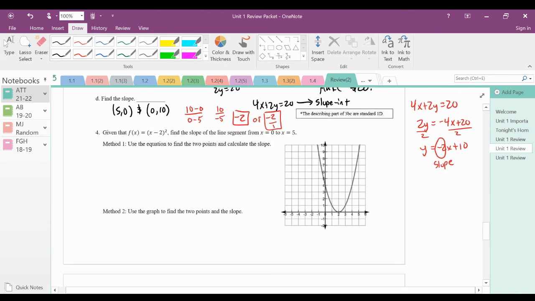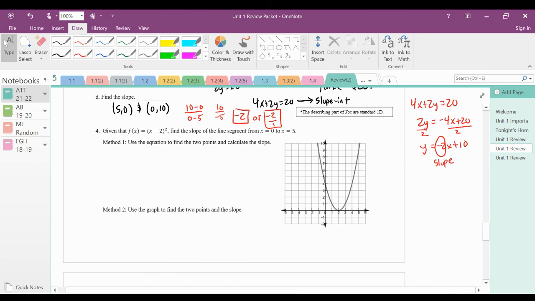All right, we are on to number 4. Here's our function, f of x is equal to x minus 2 quantity squared. We need to find the slope of the segment from x equals 0 to x equals 5. All right, so method 1 says use the equation to find the 2 points. What we really want to know is, what's f of 0 and what's f of 5?